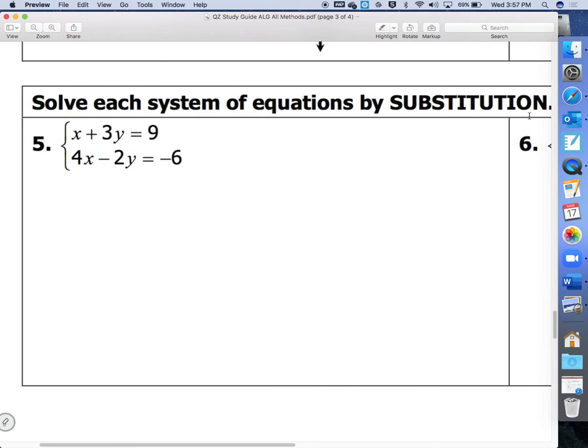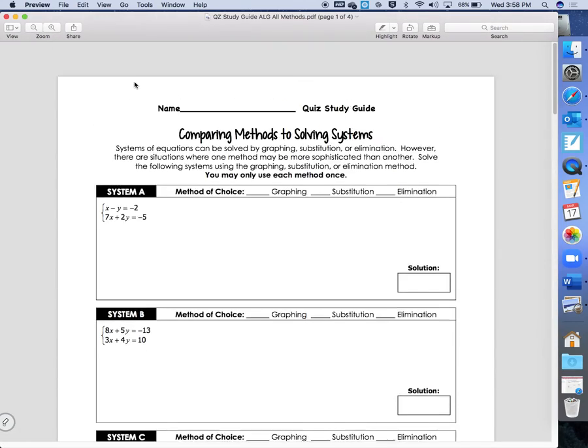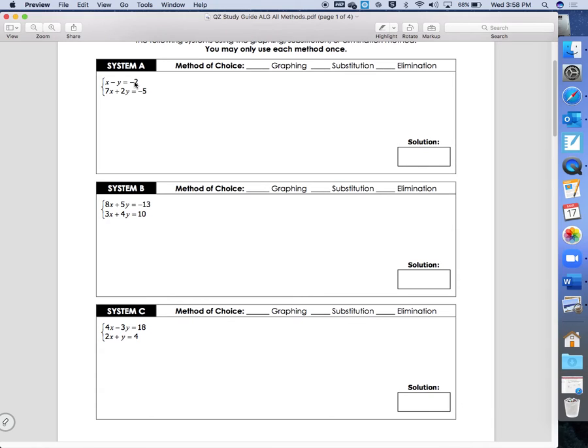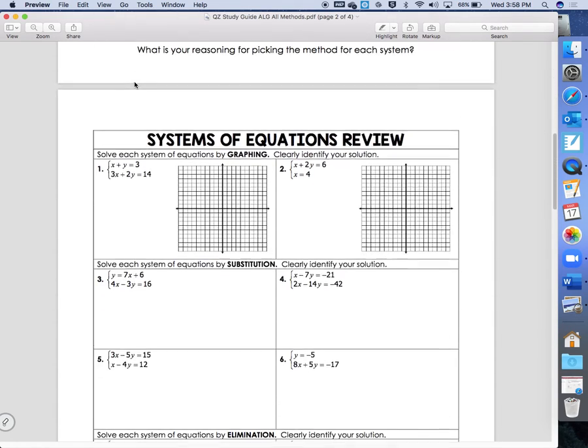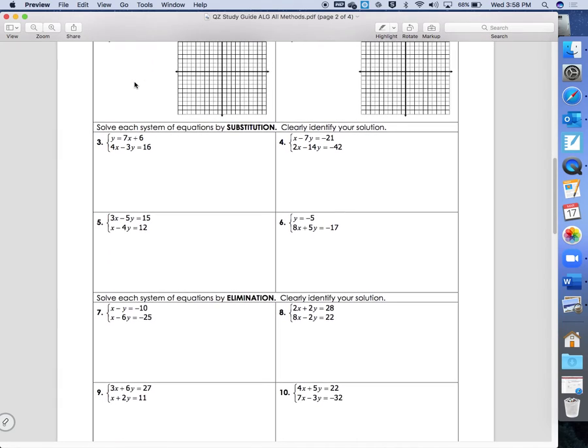Just looking back at the entire study guide for a minute before I end the video. It starts with choosing a method, one method for each of the three systems. You get a little review with graphing and then some review with substitution.